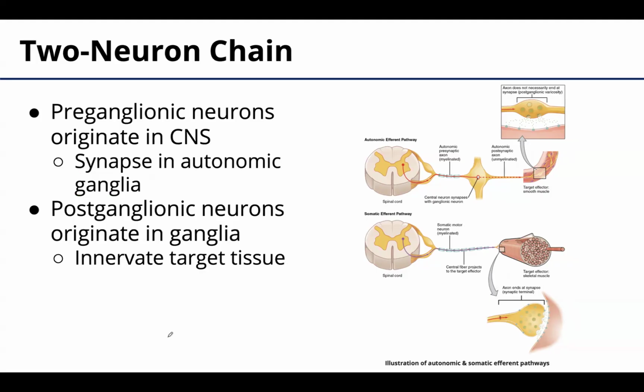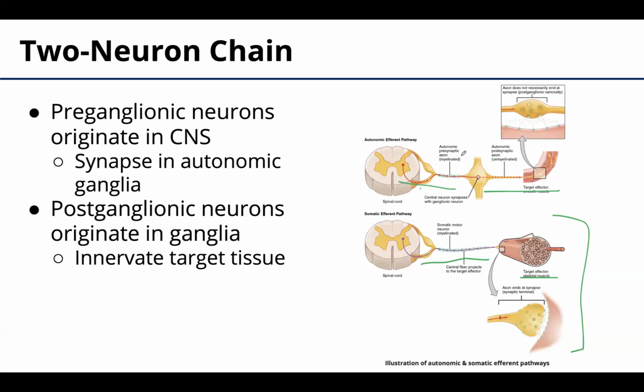Now, unlike somatic motor and sensory innervation, where the passage of impulses between the central nervous system and the effector organ or sensory ending involves a single neuron, so that's highlighted in this image on the bottom left here, what's different with the autonomic nervous system is both divisions involve a two-neuron system. All right, so both sympathetic and parasympathetic.